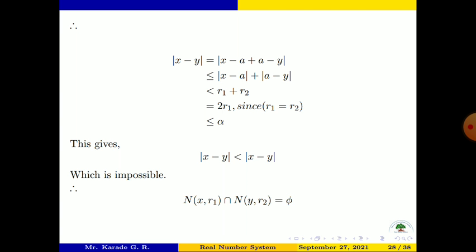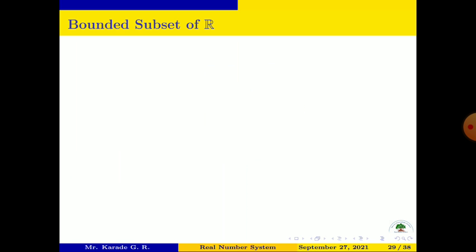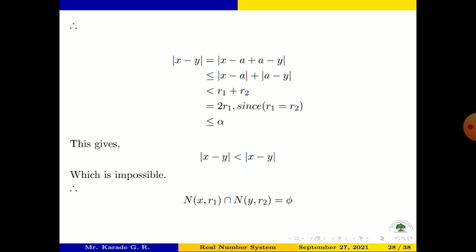Therefore, the intersection of these two neighborhoods is empty. So this is the end of this proof. This is the end of the Hausdorff property, or Hausdorff theorem.